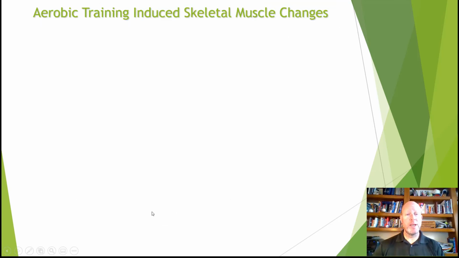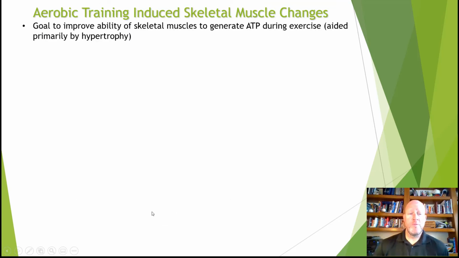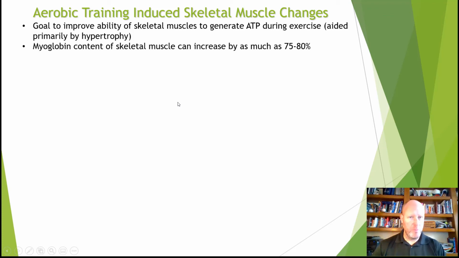That said, aerobic training induced skeletal muscle changes. The goal of improving the ability of skeletal muscles to generate ATP during exercise is aided primarily by hypertrophy, which means six weeks or more until your skeletal muscle actually sees significant hypertrophy, from the standpoint of those muscles used in your aerobic training. Not every single muscle of your body, right? Only the muscles you're using in training.